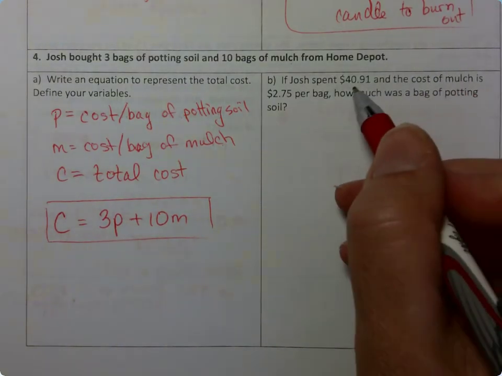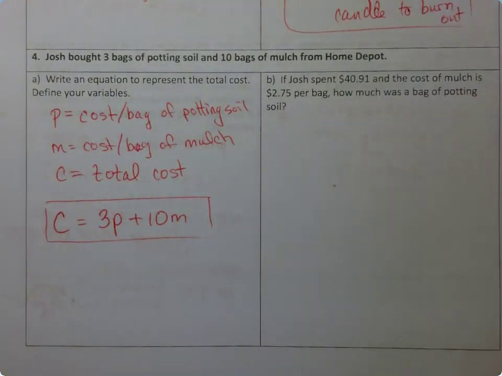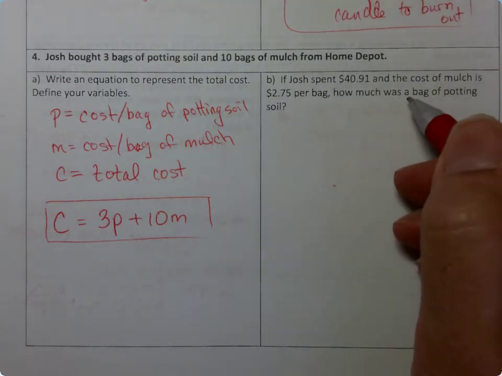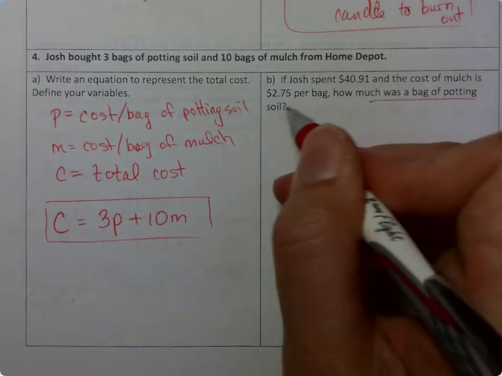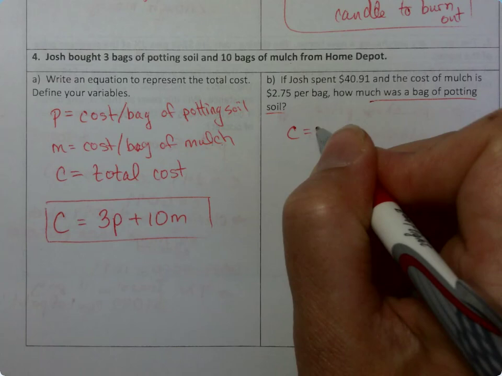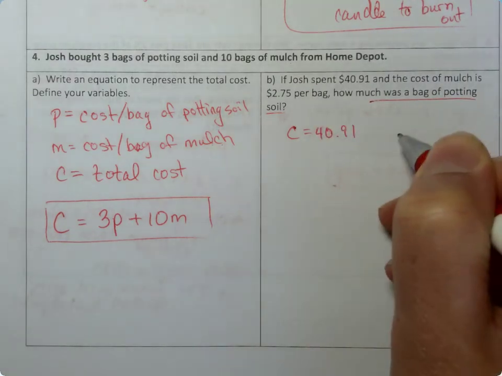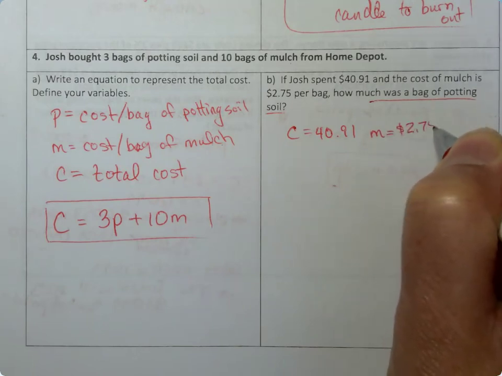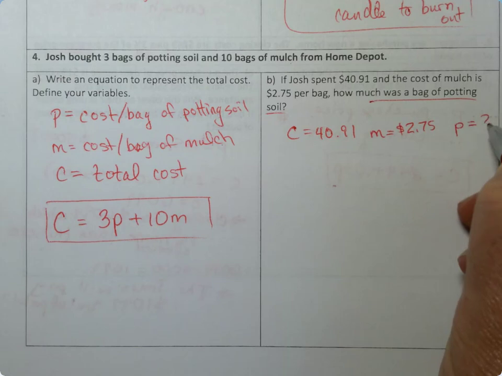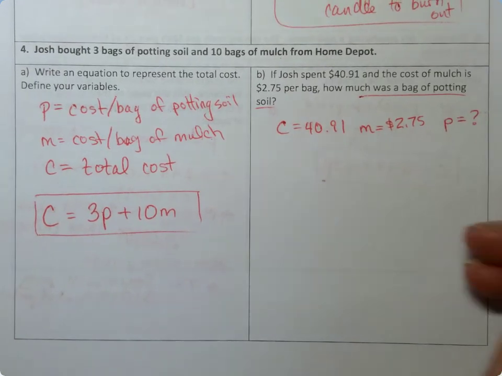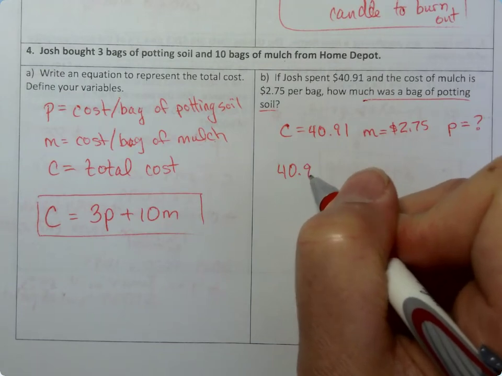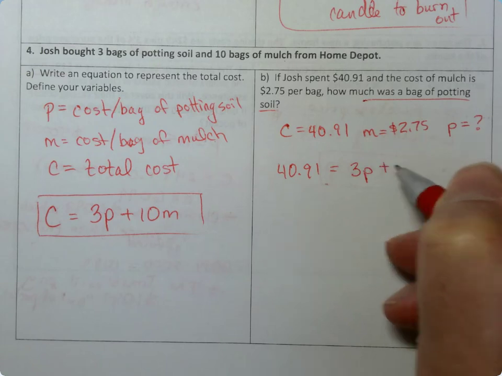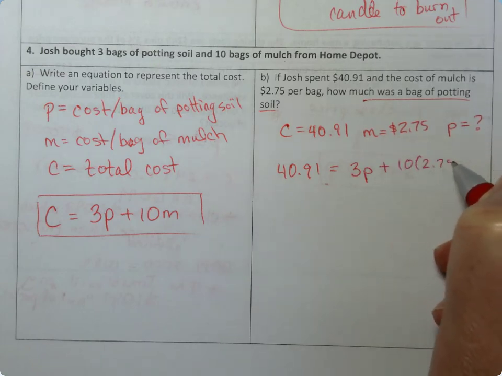All right, Josh spent a total of $40.91, right? The cost of mulch is $2.75 a bag. We are looking for one thing, the cost of potting soil. So C is $40.91. The cost of mulch is $2.75 a bag, and I'm looking for P. So I had to have the information to fill in. 40.91 is equal to 3P plus 10 times 2.75.